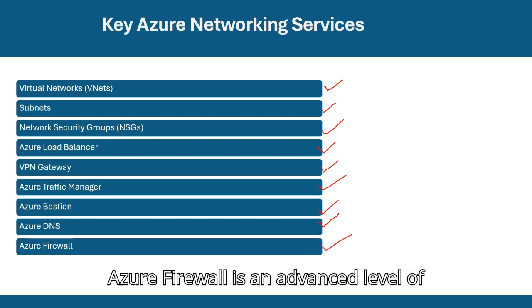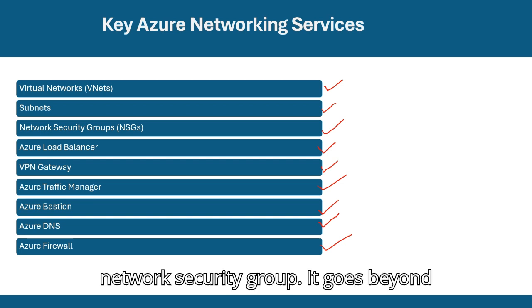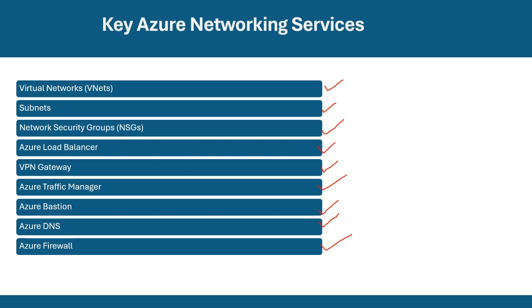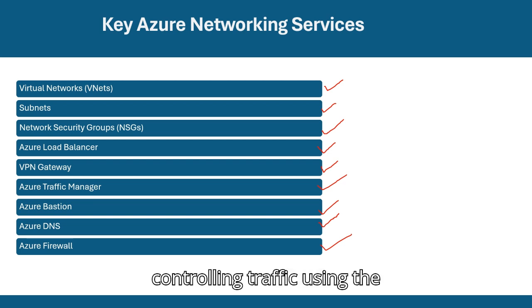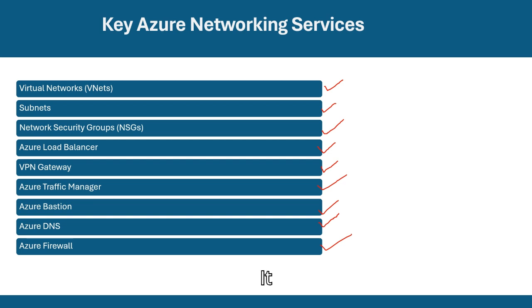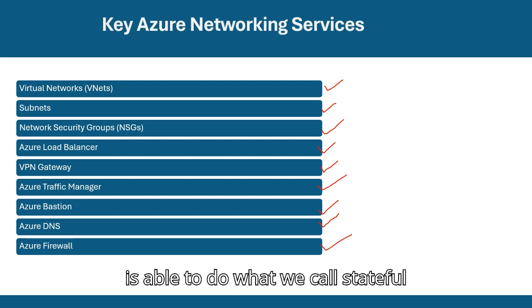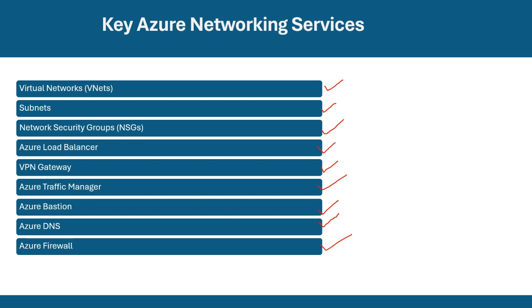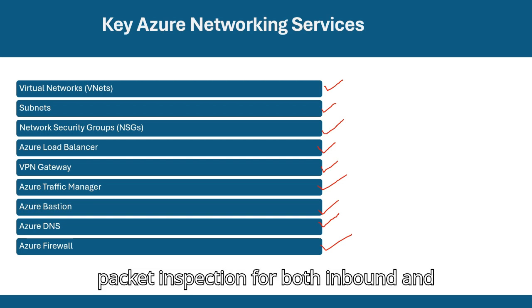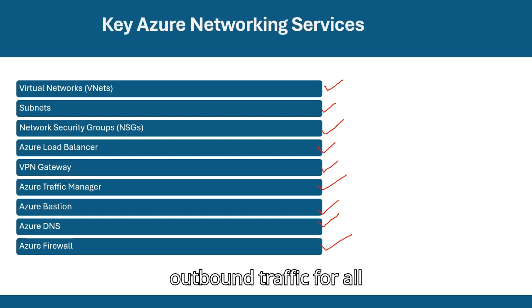Azure Firewall is an advanced level of network security group. It goes beyond controlling traffic using the port, IP, and protocol combination. It is able to do what we call stateful packet inspection for both inbound and outbound traffic for all ports and protocols.